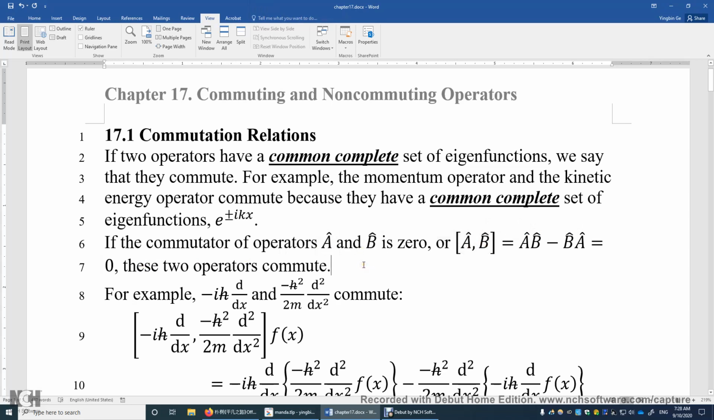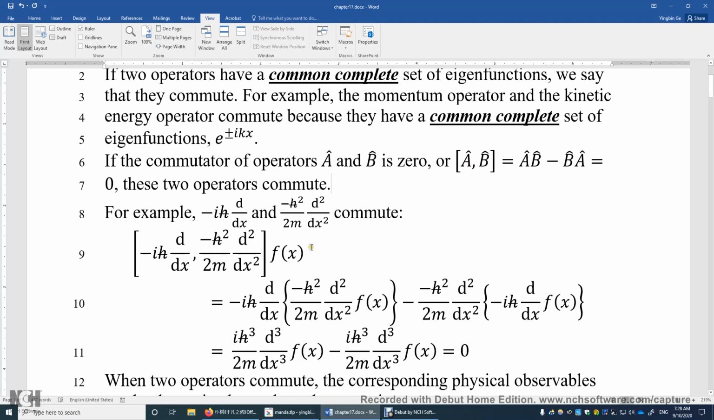Now let me give you an example. We will prove this momentum operator and this kinetic energy operator commute. So we write out the commutator here. And then when we evaluate the value of the commutator, we need to apply this to an arbitrary function f. So that's what we do here.